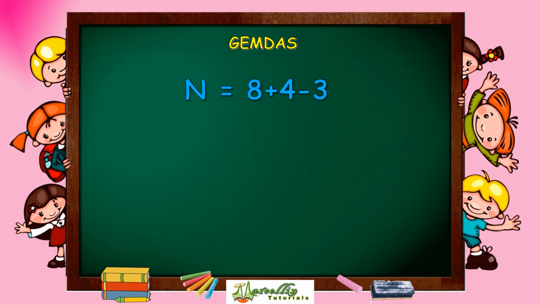How about this one? Since we need to start from left to right, and we have addition and subtraction, then we can start with 8 plus 4. So our 8 plus 4 is 12. Then let's copy the number 3 on the right. Now we have 12 minus 3. Then let's subtract 12 minus 3. Then our answer is 9.